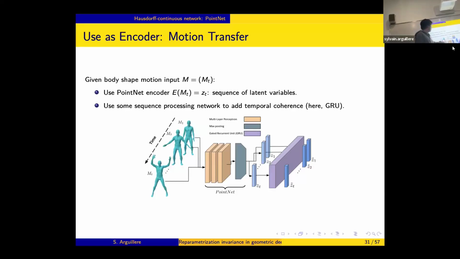I haven't described yet exactly how to do it, because you output, for each instant of the motion, for each frame of the motion, one latent code. So during the decoding, Z will depend on the time.